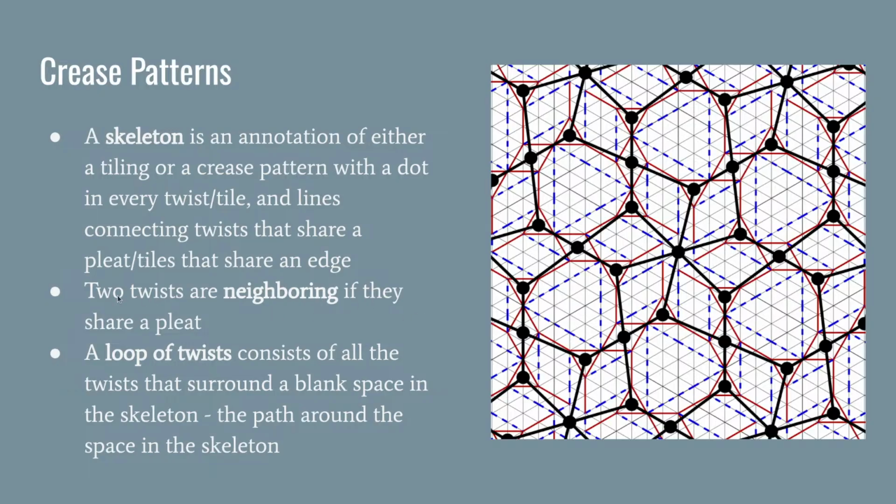And some other terms that I use to talk about crease patterns and skeletons, and also while I'm folding. Two twists are neighboring if they share a pleat. This is really easy to see in the skeleton. The neighbors are dots that are connected. And then there's a loop of twists. A loop of twists is the set of twists around a blank space in the skeleton.